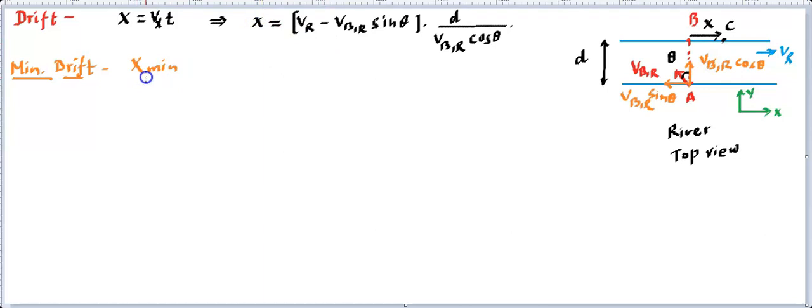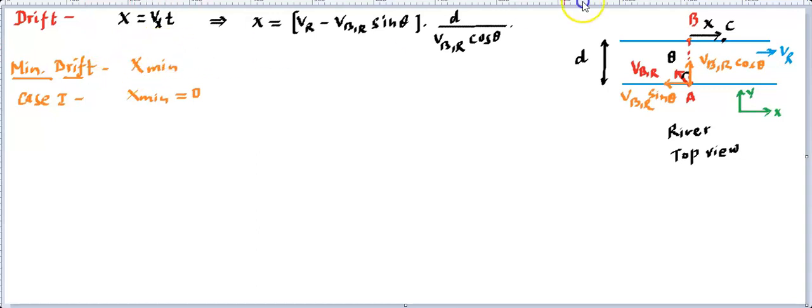Anyway, this x minimum will have two cases. Case 1, let me write directly. Now this x minimum can be 0. So minimum drift is 0. That means the person starts from A and reaches B. Sometimes the question will ask what the boat should be doing, or at which angle the boat should start moving so that it moves just opposite to the point it started from. That means it reaches B. That means we need to make this x 0, and x is the drift. So minimum drift is 0.